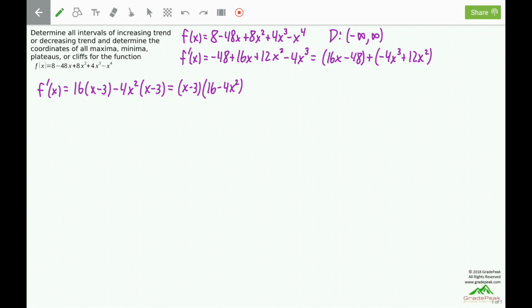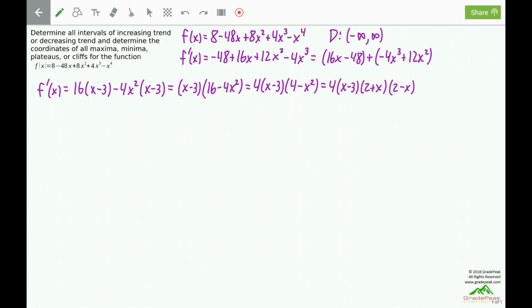which leaves behind a 16 minus 4x squared, which has a common factor of 4. That can factor out, and it will move to the front of the entire expression. And that'll leave behind a 4 minus x squared, which is a difference of squares and can further factor into 2 plus x and 2 minus x.